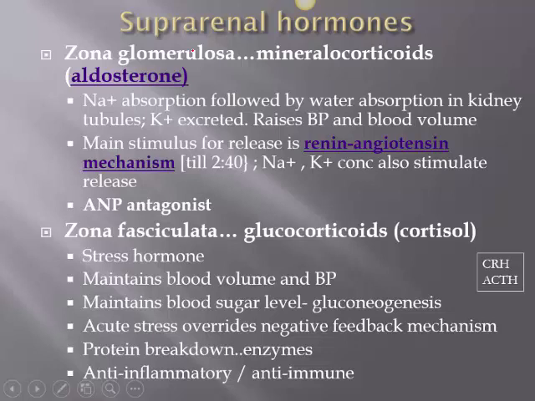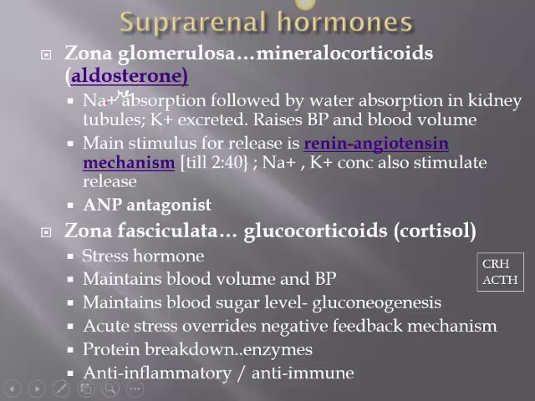Zona glomerulosa produces mineralocorticoids, which have to do with electrolyte balance. The main hormone that we talk about is aldosterone. Its function is to reabsorb sodium from the kidney. Actually, reabsorption is a better word than absorption, because absorption actually occurs in the digestive system, and then the sodium goes into the bloodstream. When it comes into the kidneys, they absorb it all over again. That's why we call it reabsorption in the kidneys.